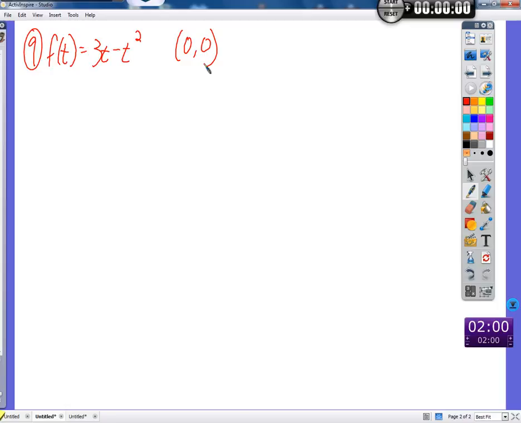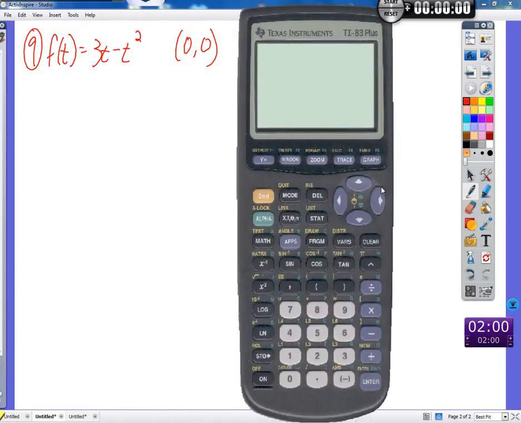Okay, so we'll start with this one, number 9. We've got a function, 3t minus t squared. Let's see. We can look at the graph of it. Here's the graph. So this is very similar to the one we just looked at. It's a parabola that opens down. We want to find the slope right here at this point.